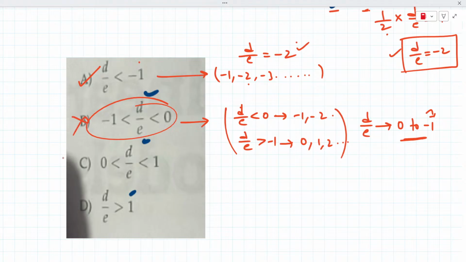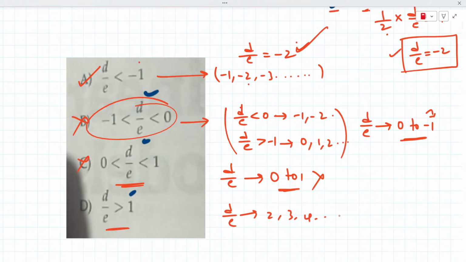No, it's not true. And in the next option, the D by E value is ranging from where to where? Less than 1, greater than 0. 0 to 1 they are saying. No, it is -2 we got. D by E value greater than 1, which means D by E is 2, 3, 4. No, it is -2. It lies in option A.